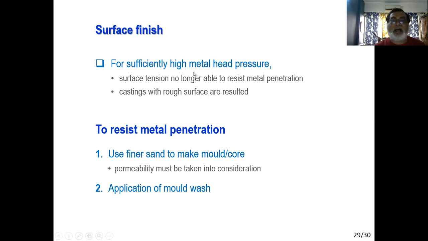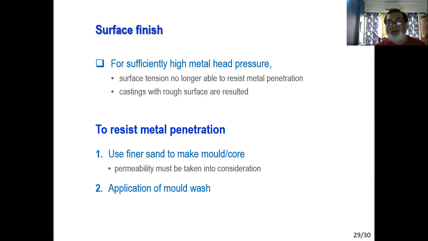So for sufficiently high metal head pressure, surface tension is no longer able to resist metal penetration, and a casting with a rough surface will result. So this is not wanted at all. We want to do something so that this kind of thing never happens. To resist metal penetration, according to the formula, we can reduce the R value. That means we can increase the right hand side term, gamma by R. As gamma is constant for a particular liquid metal, we reduce R so that the right hand side term becomes much higher.